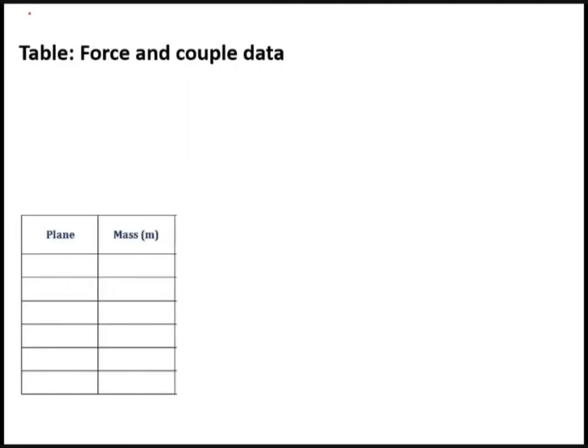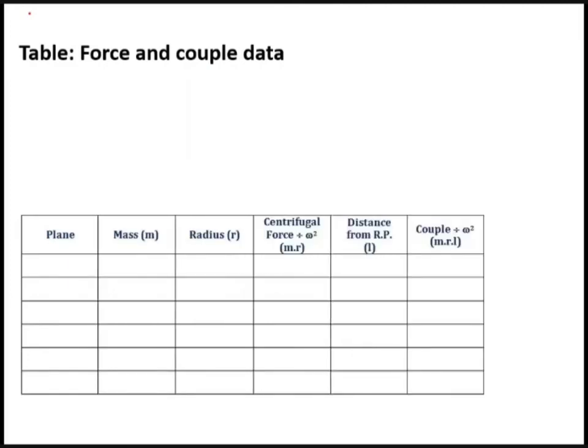Now, first of all, you have to tabulate the data, that is the force and couple data. So write down all the planes. Plane A is the reference plane. Now we know that mass MA is unknown, so I will write it as MA only. Radius is given as 0.11. So what will be the centrifugal force? 0.11 into MA. Distance from the reference plane.